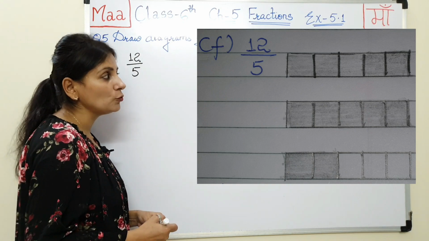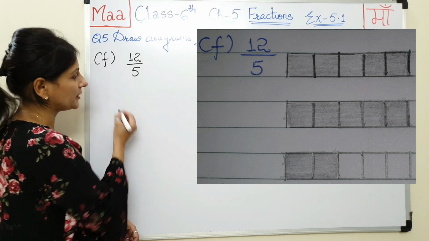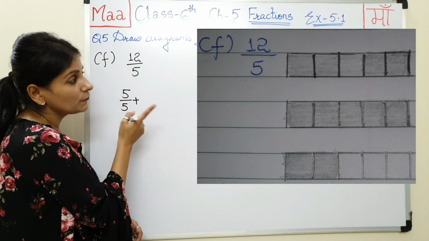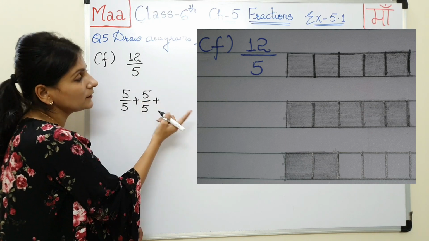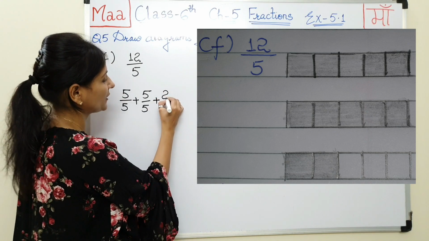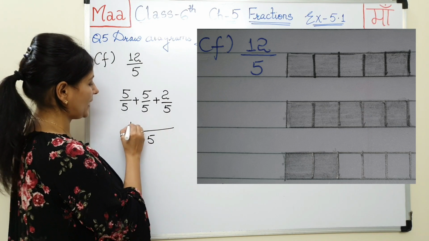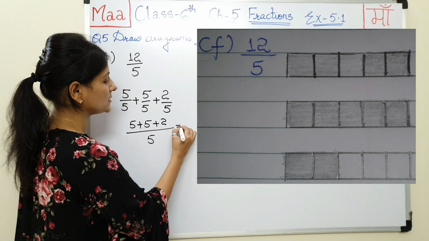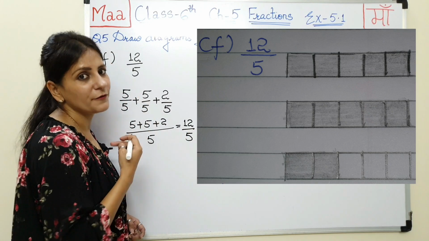And now if I have to check it, see how I can check it. In the first rectangle, out of 5, all 5 are shaded, so I can write it as 5/5. Then in the second rectangle, again from 5 I have shaded all 5, so it will also be 5 upon 5. And then in the third rectangle, I have shaded 2 parts out of 5, so in fraction I can write 2 upon 5. Now if I have to add it, I will add 5 plus 5 is 10, plus 2 is equal to 12. So 12 upon 5. So this is the required fraction.